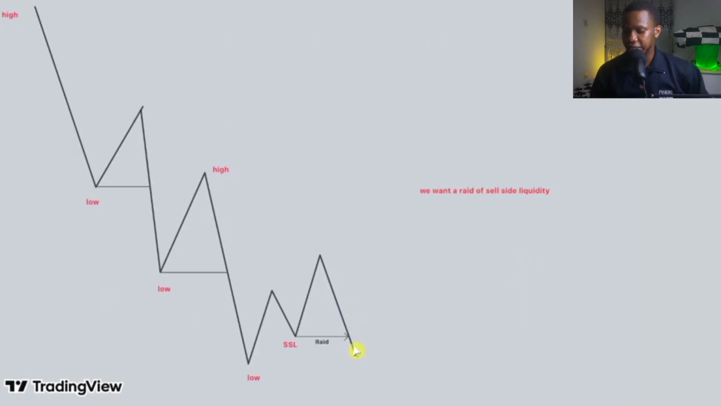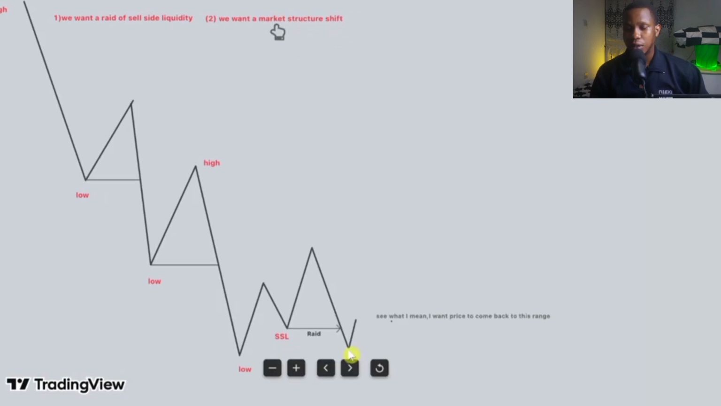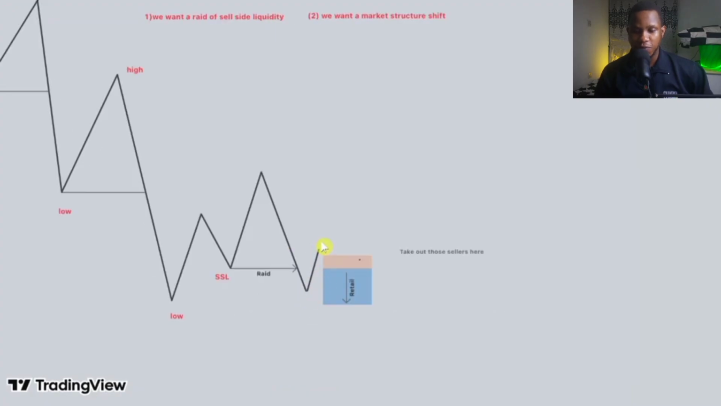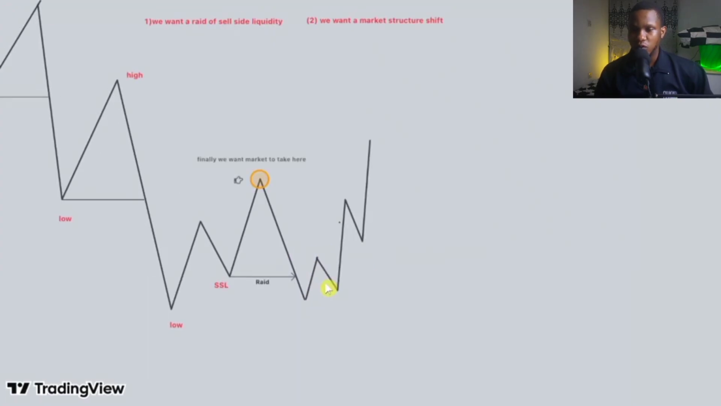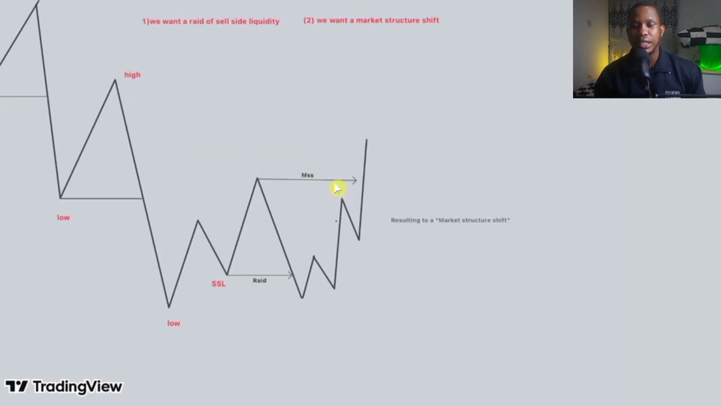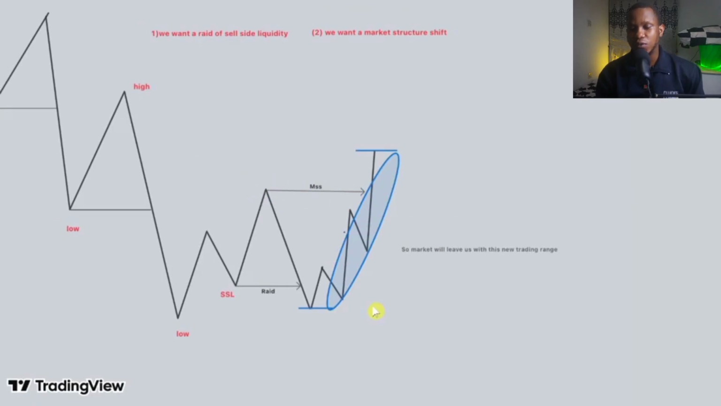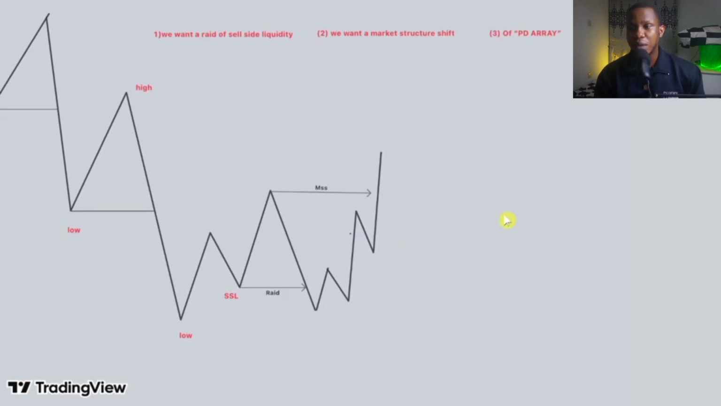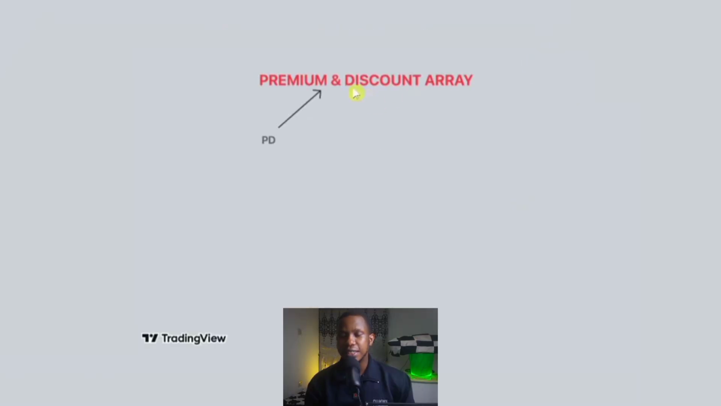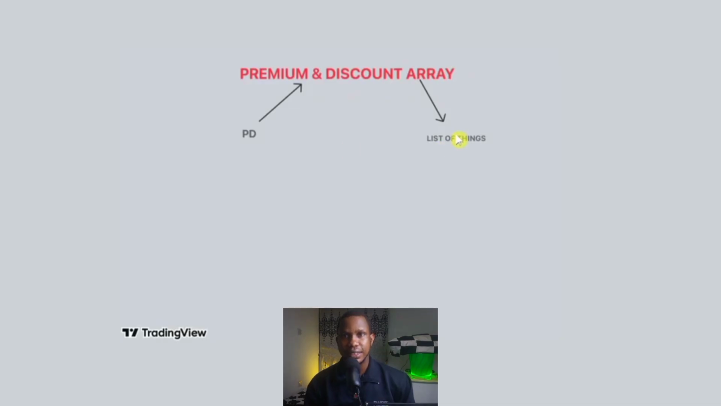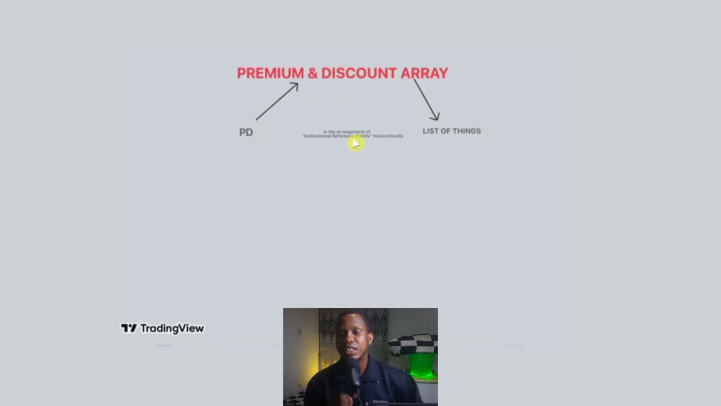So once here is raided, we want a market structure shift, which is when price action comes to take out this range. Price action will first of all take out these retail traders before coming to take out this range, guys, and we name here a MSS. So price action will now leave us with this new trading range of PD arrays. PD stands for premium and discount, and the array is a list of things. What this means is it is just the arrangement of institutional reference points hierarchically.